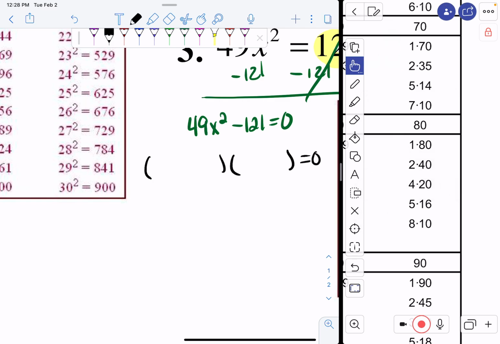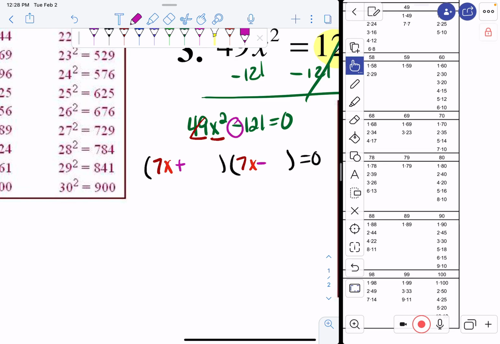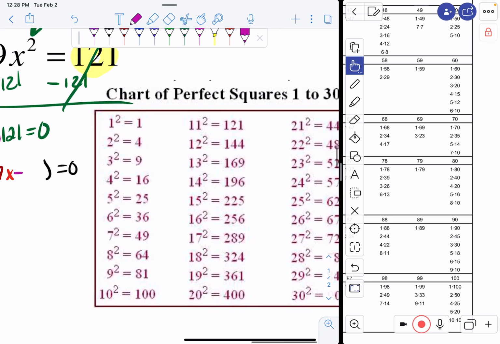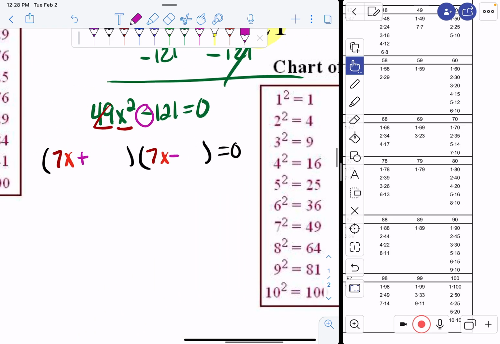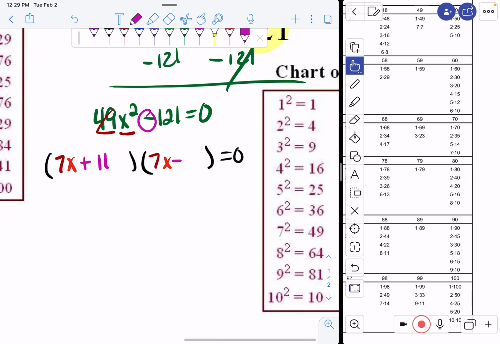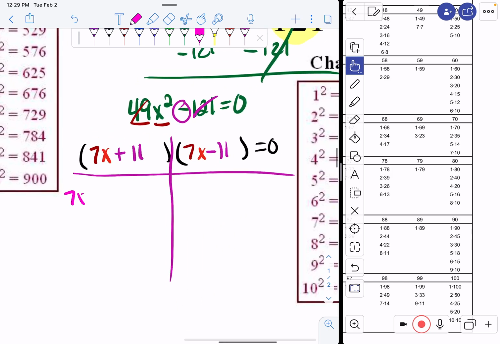So 49 I can break apart into 7 and 7. X squared I break apart into x and x. Plus minus. And then to make 121, I do 11 and 11. Now I set both of these factors equal to 0. So 7x plus 11 equals 0. And 7x minus 11 equals 0.